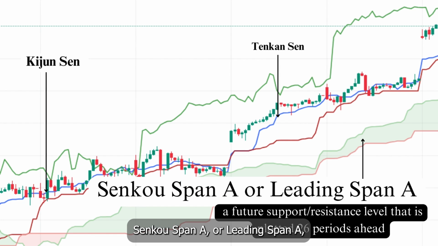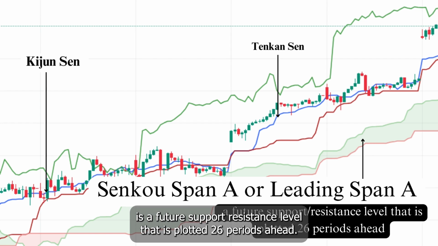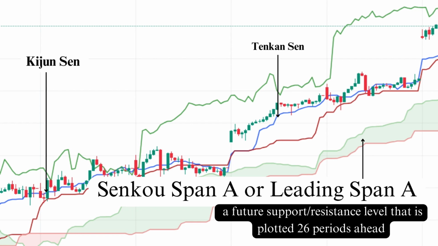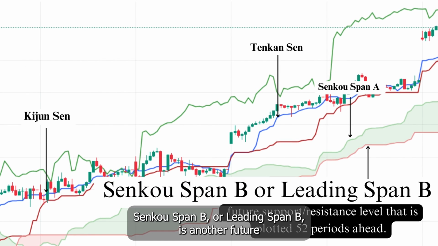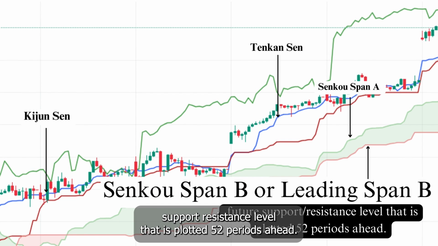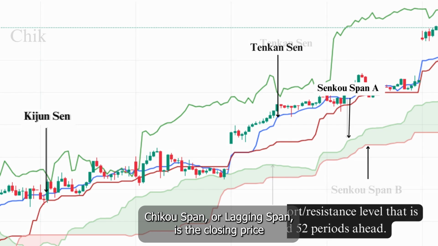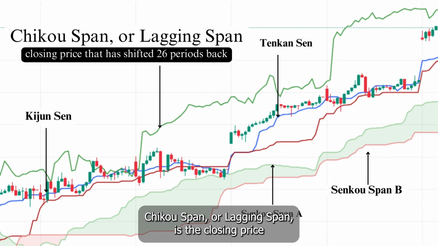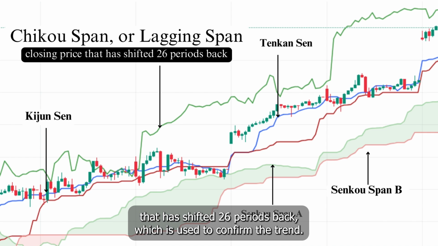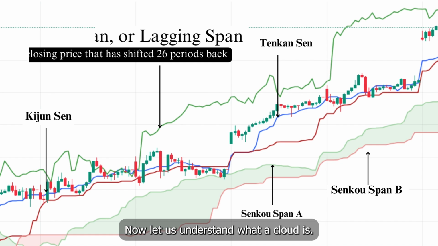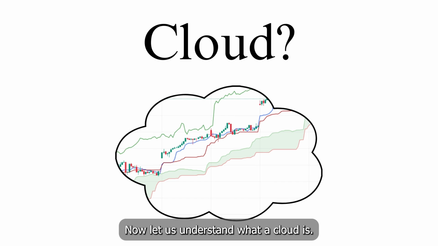Senkou Span A, or leading span A, is a future support resistance level that is plotted 26 periods ahead. Senkou Span B, or leading span B, is another future support resistance level that is plotted 52 periods ahead. Chikou Span, or lagging span, is the closing price that has shifted 26 periods back, which is used to confirm the trend.